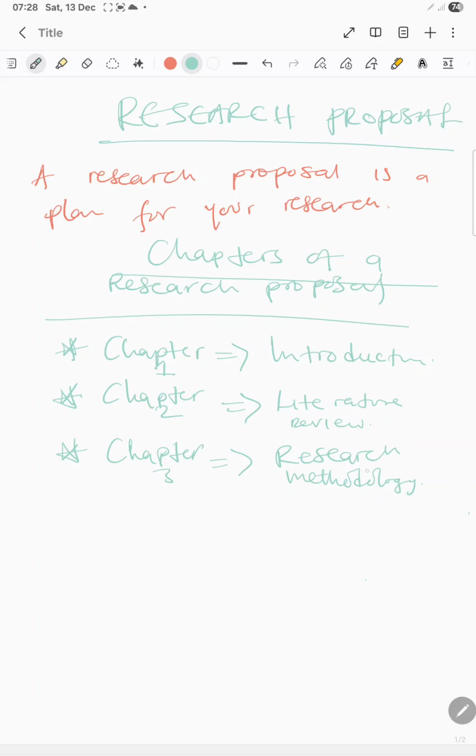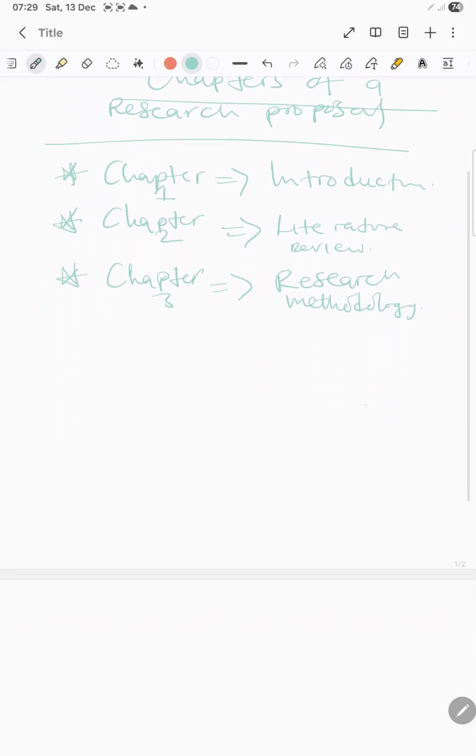Now, these are the 3 chapters that are found in a research proposal. We are going to explain all the captions that are found in each chapter, so that you can understand what really transpires when you are writing a research proposal. So we go to chapter 1, which is called an introduction.